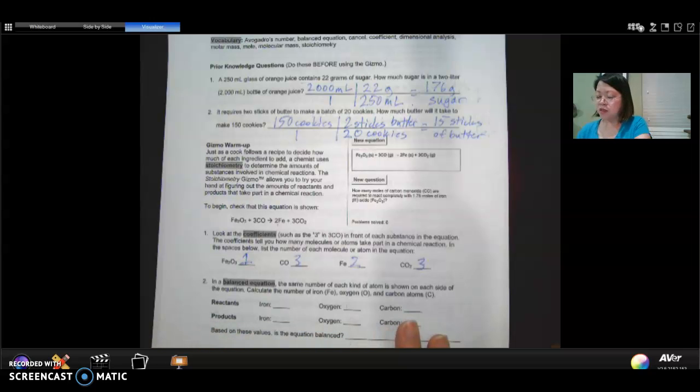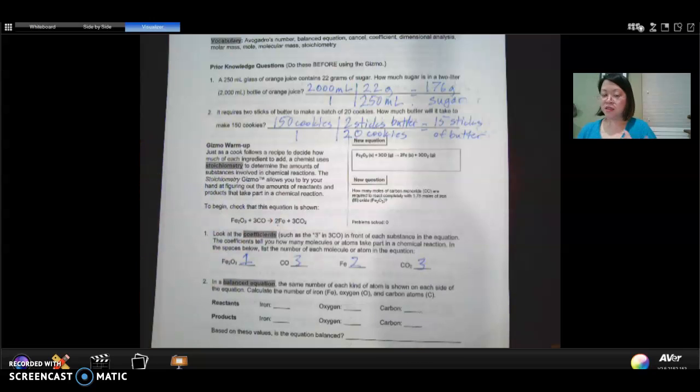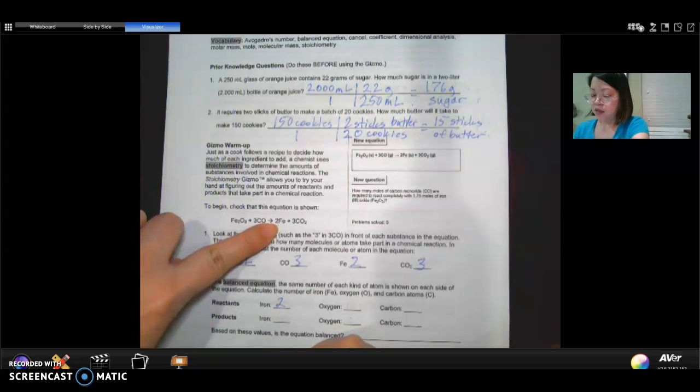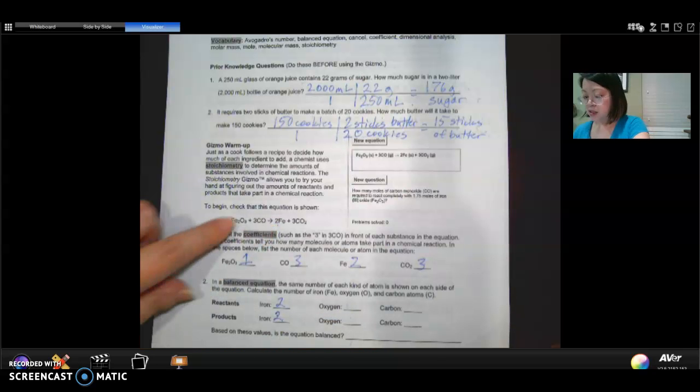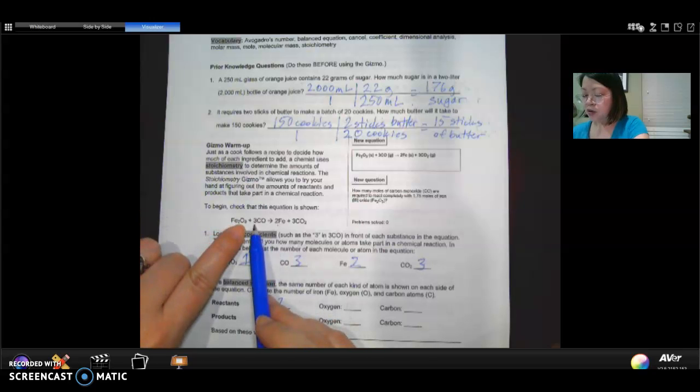the number of atoms on the reactant side up here, and then the product side down here. And as long as they are the same number, then that is going to be a balanced equation. So for iron, this subscript 2 means we've got 2 irons. Over here on the right side, since we've got a coefficient of 2, that means 2 irons. So that's the same. For oxygen, we've got 3 here, but also the coefficient 3 multiplies times 1.